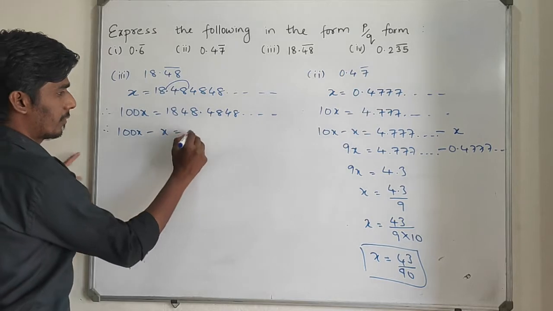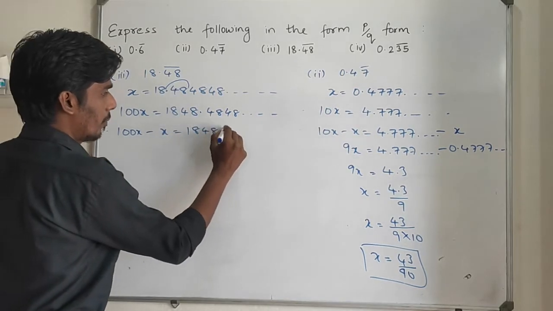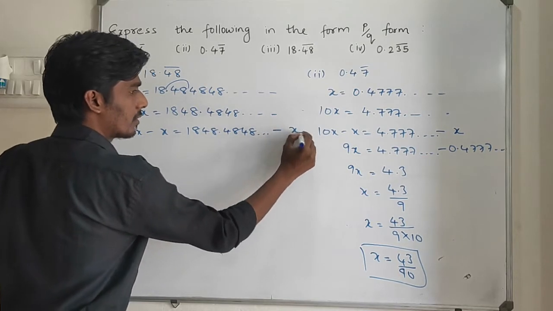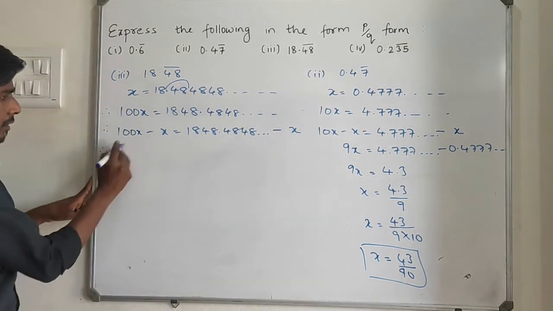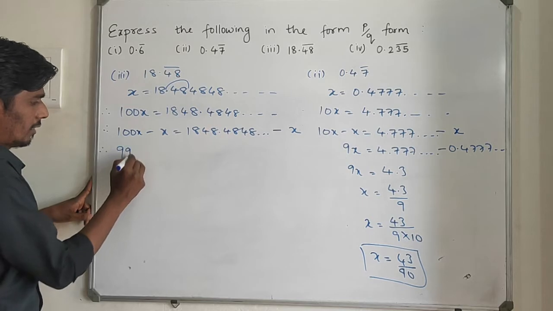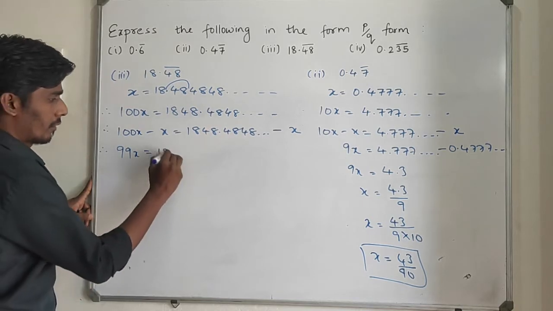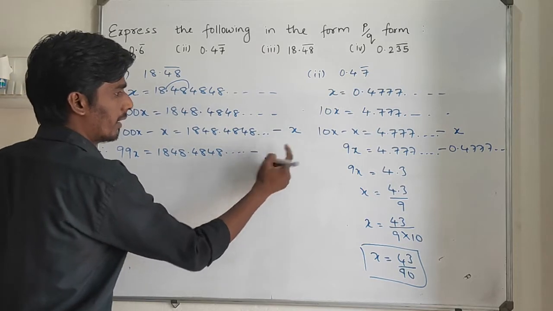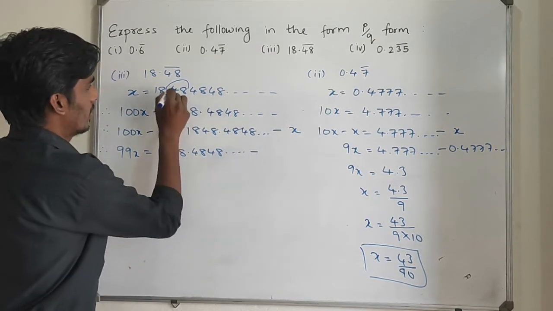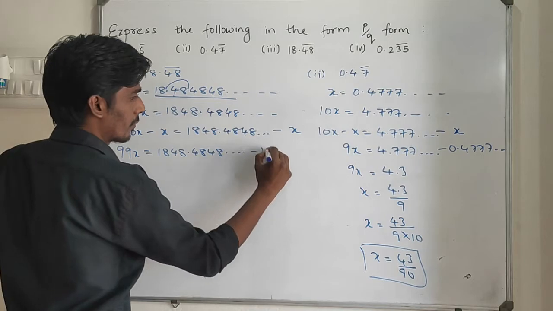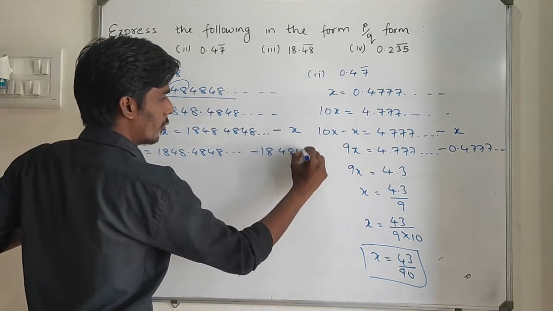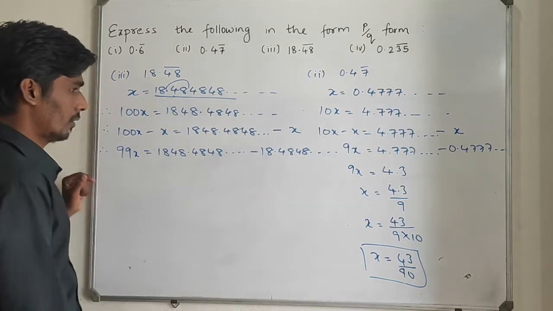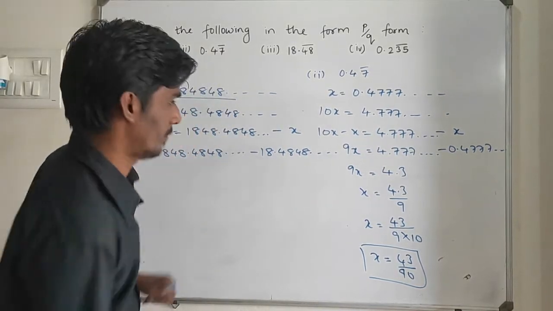100x minus x, 1848.48... minus x. 100x minus x is what? 99x equals 1848.4848... minus. Now instead of this x, replace this value 18.4848... Now you have to subtract these two numbers.